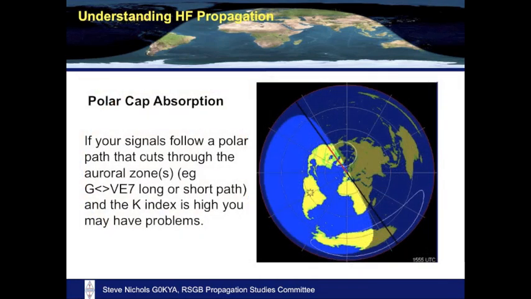And just to recap again, any signal that passes through the auroral zone, that's the north or south pole, can cause problems if the K index is high. So paths like from the UK to Western Canada, VE7, or even W6 in California, W7 up there in Washington State, can be severely affected if the K index is high.